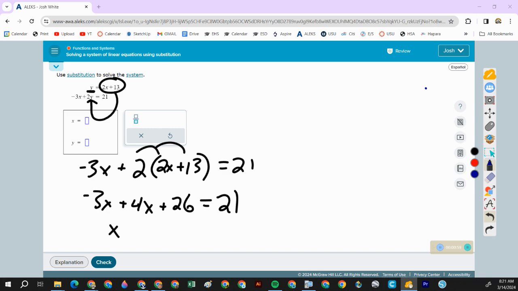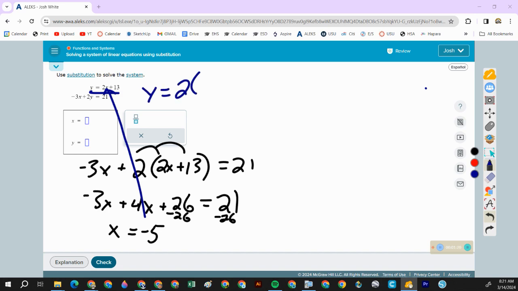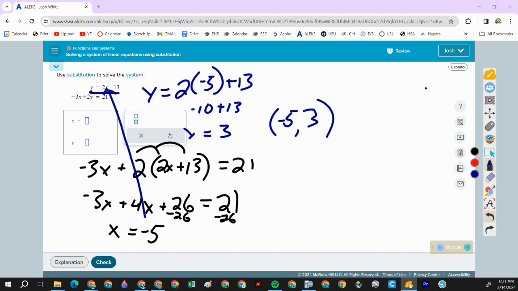So the left side becomes x, and then we will move this to the right side, and I get x is negative 5. And then I can plug that negative 5 into any equation I want. The y equals equation is going to be the fastest. So plug it in there. So y equals 2 times negative 5 plus 13. So 2 times negative 5 is negative 10 plus 13. So y is 3. So my answer, the intersection, would be negative 5, 3.